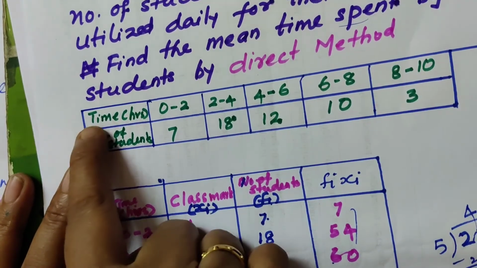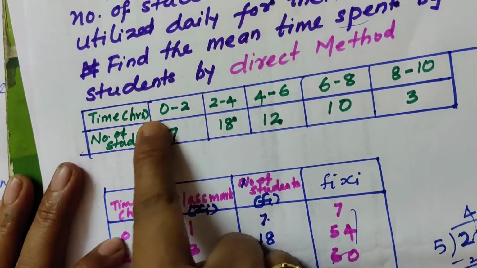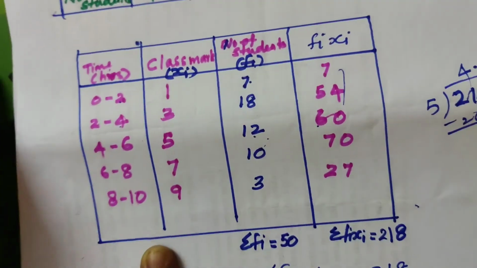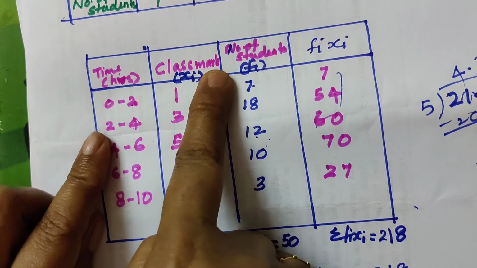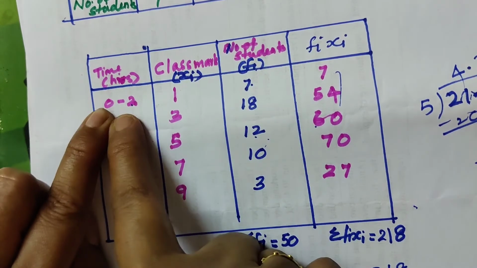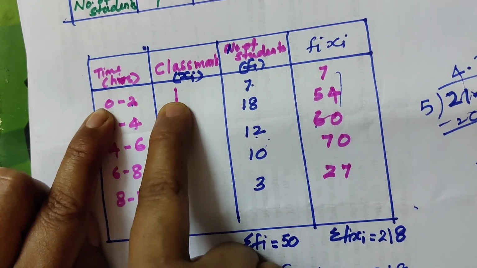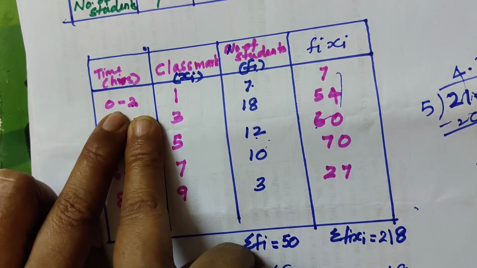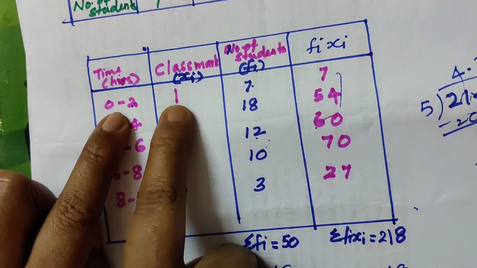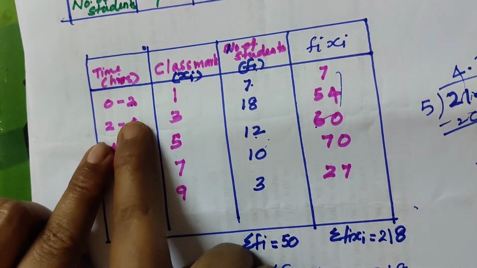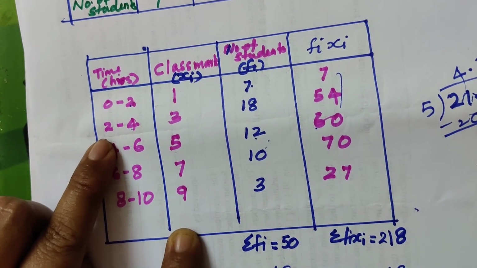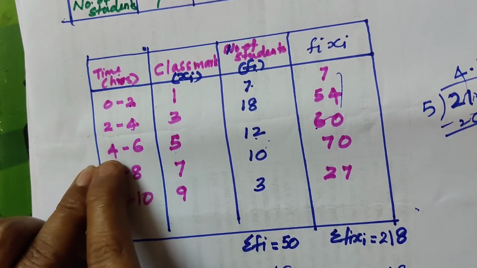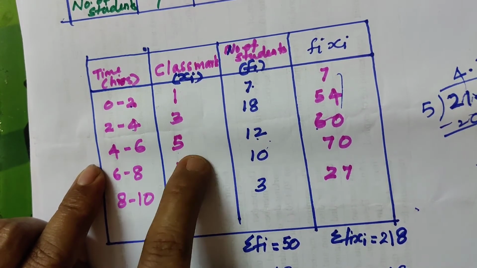First we should write the time in hours, that means the classes, in a column. Then from there we should find out the class mark. How to find the class mark? Lower limit plus upper limit divided by 2. 0 plus 2 divided by 2: 0 plus 2 is 2, 2 divided by 2 is 1. So like that we got the class mark of each class.